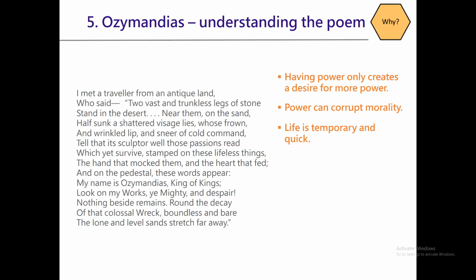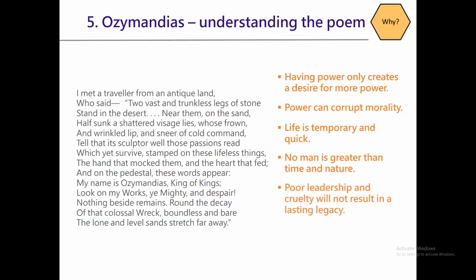Life is temporary and quick. We see lots of examples of what life was like for him when he was alive, but the poem ends when he's been dead for thousands of years, which emphasizes how quick his power came and went. No man is greater than time and nature. I think that's probably the biggest one. The end of the poem emphasizes that even though Ozymandias believed he was all powerful, more powerful than anyone in the world, what's left of him now? Nothing. "Nothing beside remains." The tiny things that have crumbled down over thousands of years that used to be his great monument.